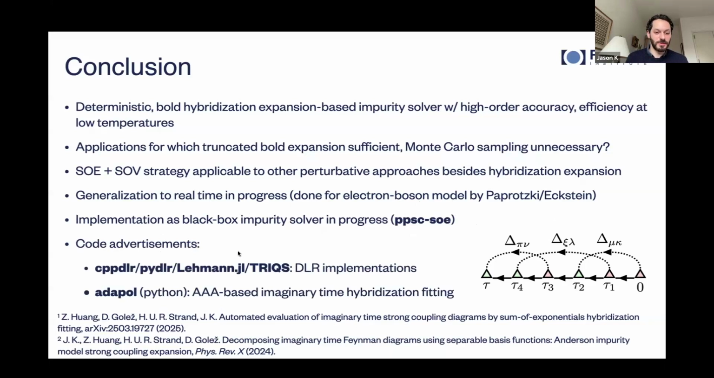And lastly, let me just throw up these code advertisements. So the DLR has been implemented in many different languages, C++, Python, Julia, also Fortran, and implemented in Tricks if you want to use it. And also something which might be useful is this new package which we put out, written by Zhen Huang, called add-a-pol, which is a Python package that implements this AAA-based hybridization fitting algorithm, which I described. So that's up on GitHub if you want to check it out. So I think that's it. Thanks very much.